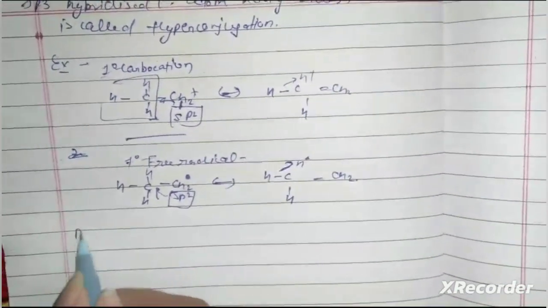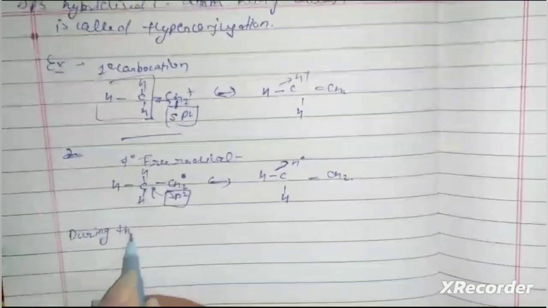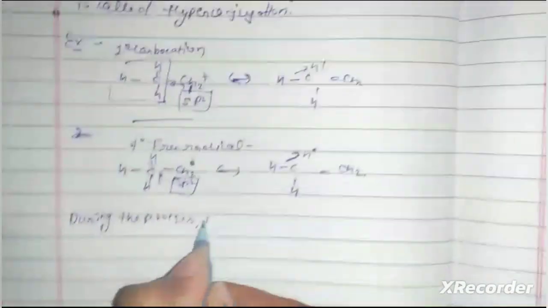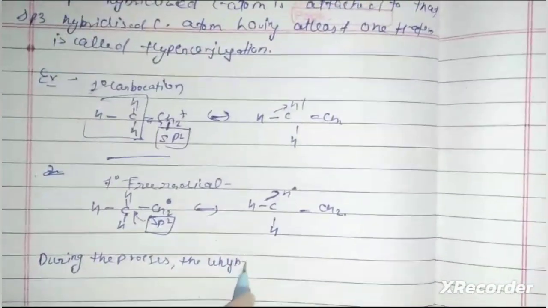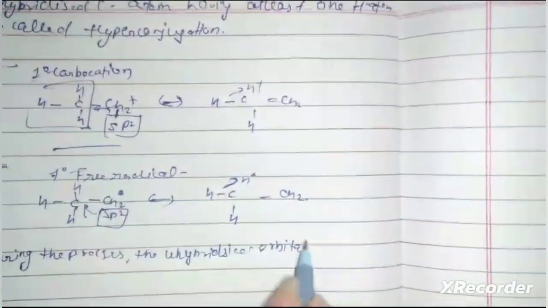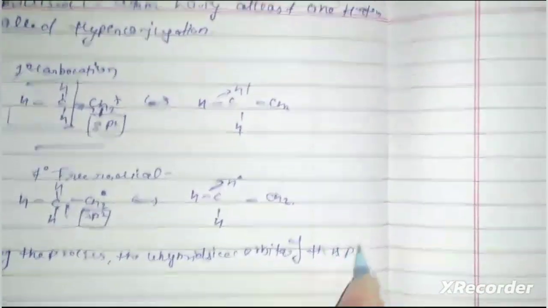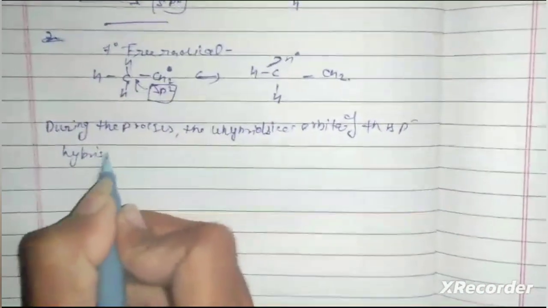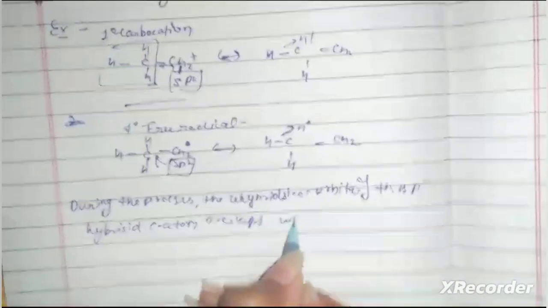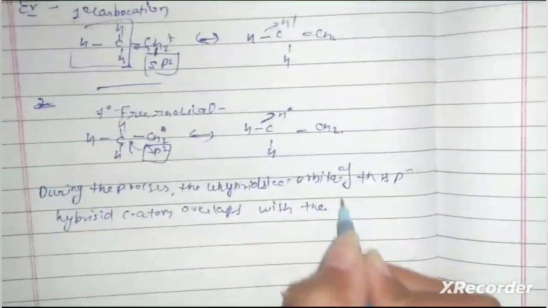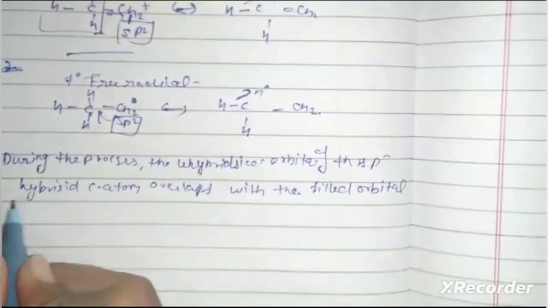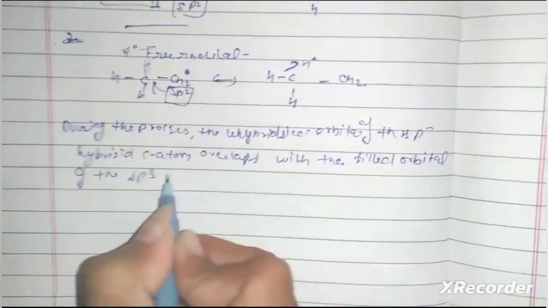During the process, the unhybridized orbital of the sp2 hybridized carbon atom overlaps with the filled orbital of the sp3 hybridized carbon atom.